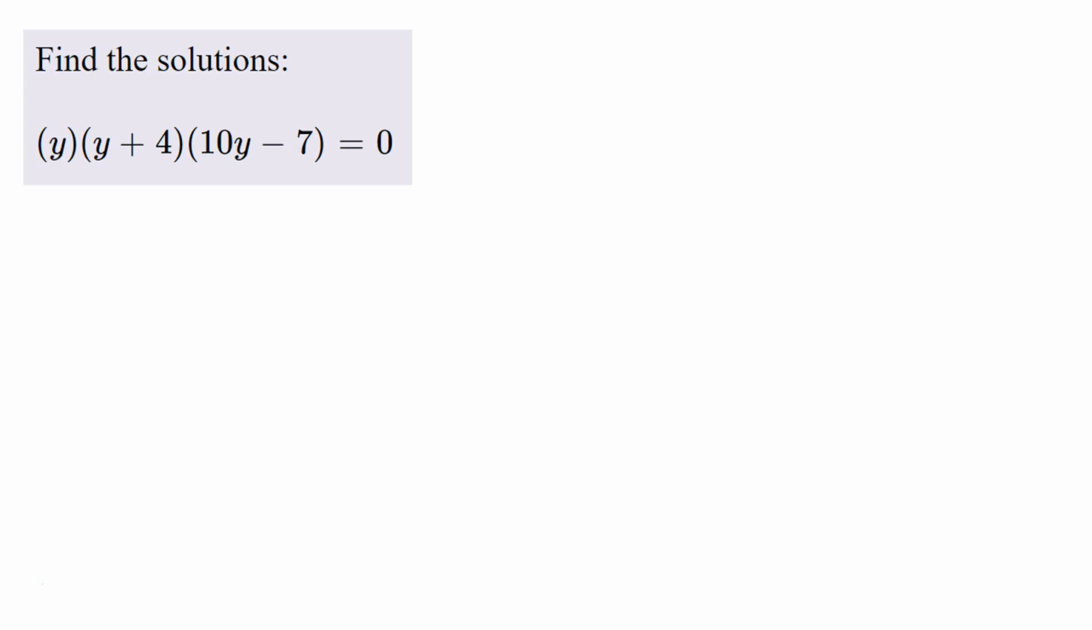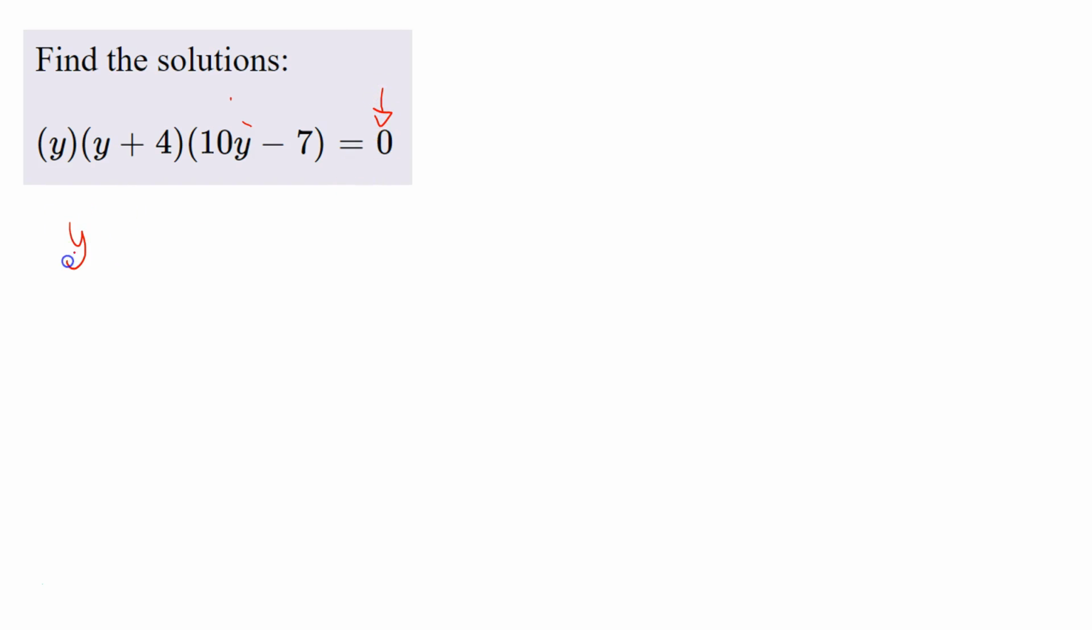Let's take a look at examples of solving equations. So here we have y, and then y plus 4, and then 10y minus 7 equals 0. So you apply the principle of zero products. That says you take each factor. The y is a factor, the y plus 4 is a factor, 10y minus 7 is a factor, and you set each factor equal to 0 because on the right side, notice you have a 0.